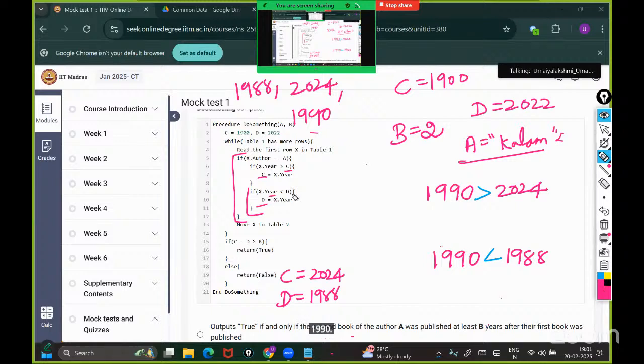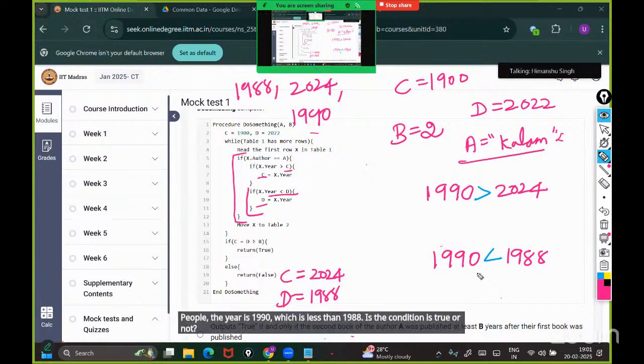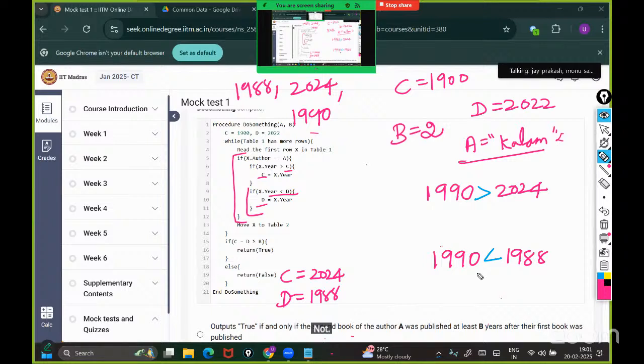Is this condition not true? It's true, ma'am. No, no. The year is 1990, which is less than 1988. Is the condition true or not? No, it's not true. How is it not? Then 1990 is greater than 2004? The condition fails.